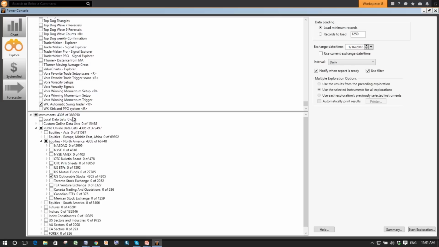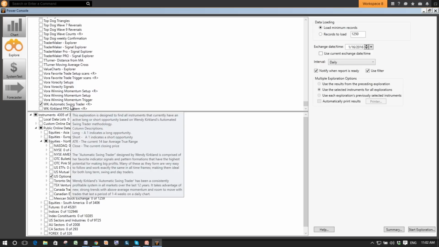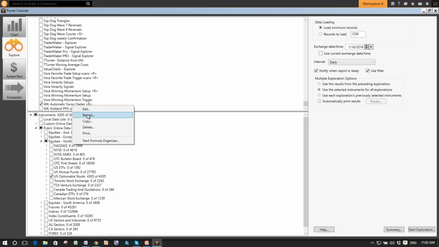So now you're going to be able to apply the Kirkland methodologies on those instruments that you're interested in, whether it's here in the U.S., whether it's ETFs, whether it's Forex, whether it's Asia-Pacific stuff, whatever it happens to be. Very, very cool. Now, I've already run this. It took about maybe 3 or 4 minutes to go through all of the optionable stocks to give us a report. What I'm going to do is show you what that report looks like.